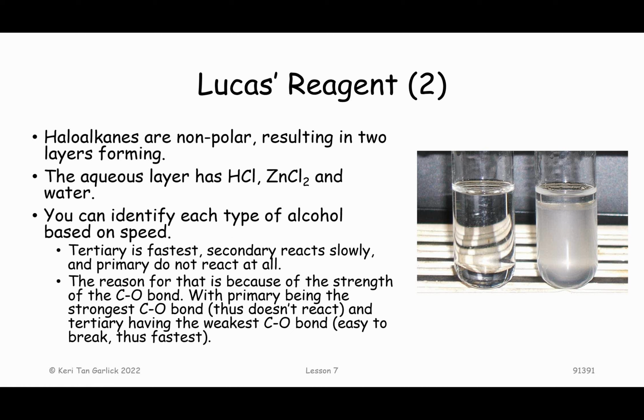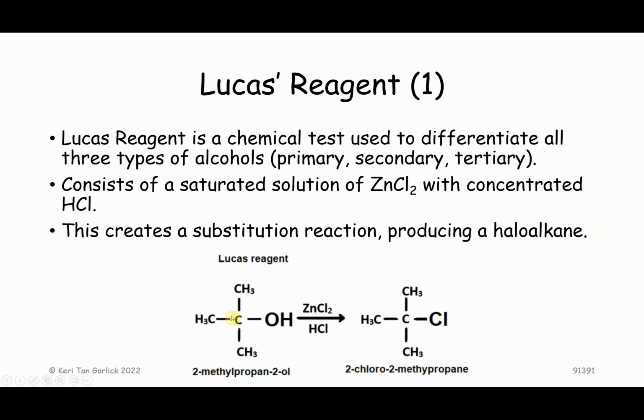We can identify which alcohol is which based off of the speed that this reaction occurs. So the tertiary in this case will be the fastest. And with the tertiary, it's really easy to swap that alcohol off.